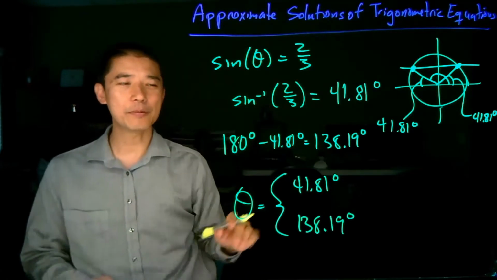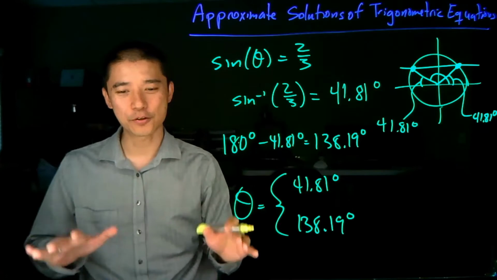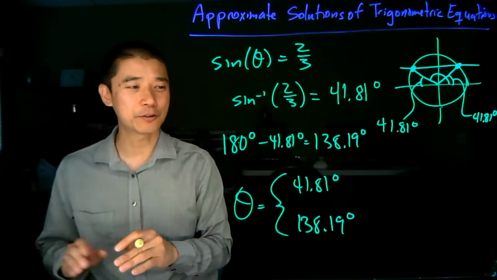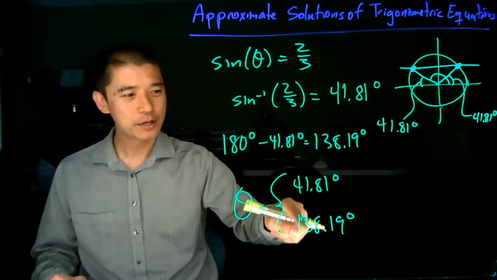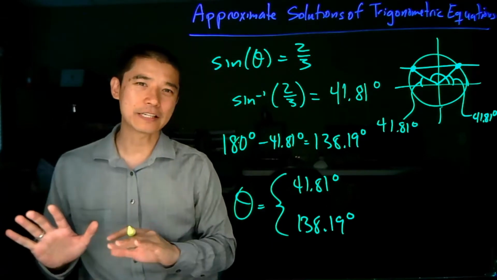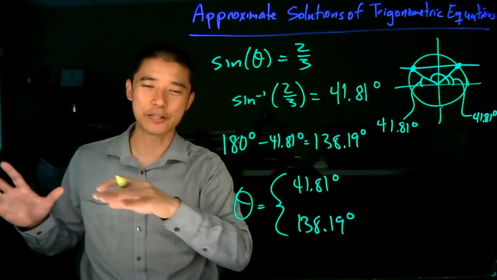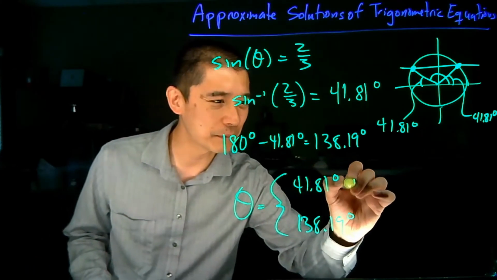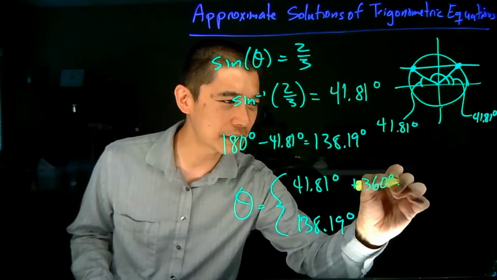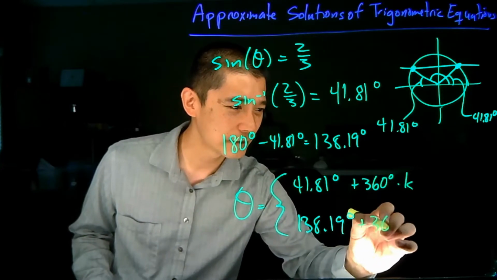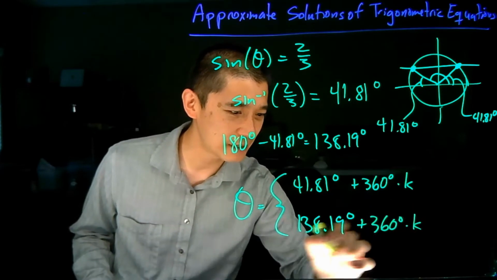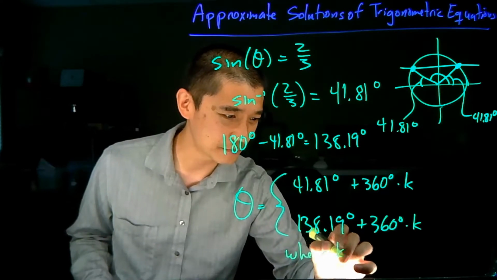Now in this problem, it wasn't specified to find solutions only on the interval from 0 to 360 degrees, so we have to get all the angles. We did this with radians, and to do it with degrees, it's the same concept, except instead of adding 2 pi k, since we're in degrees, we have to do this in degrees. And so this is going to be plus 360 degrees times k, where k is an integer.